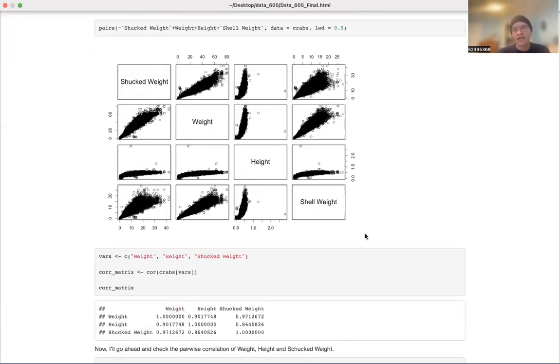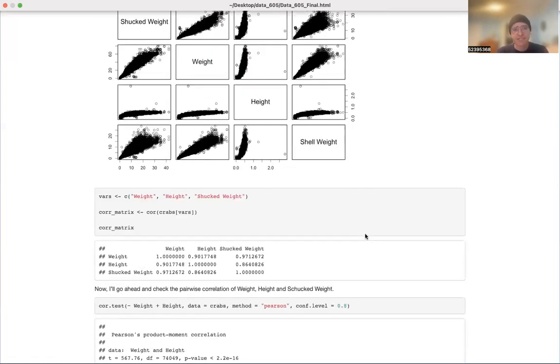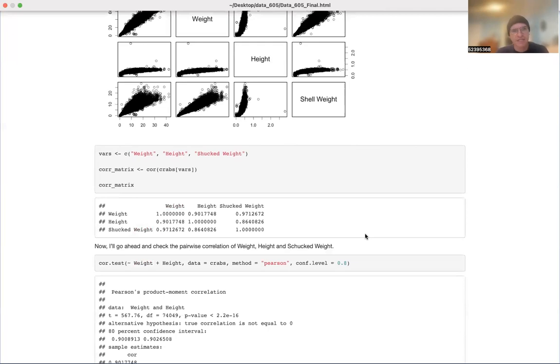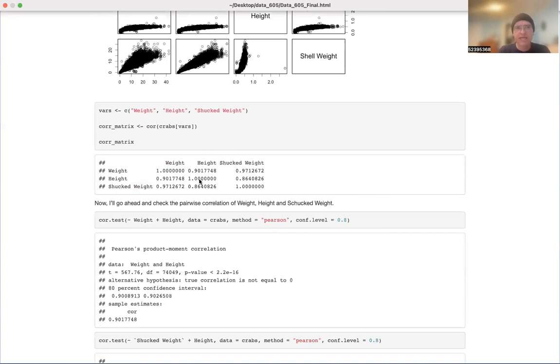So here I went ahead and created a correlation matrix. I used weight, height, and shucked weight. And here is that correlation matrix. Now, mind you, the diagonal values of a correlation matrix in this case are not very valuable, because getting a correlation value of 1 seems really significant, but it's weight and weight, so it's essentially the same values.